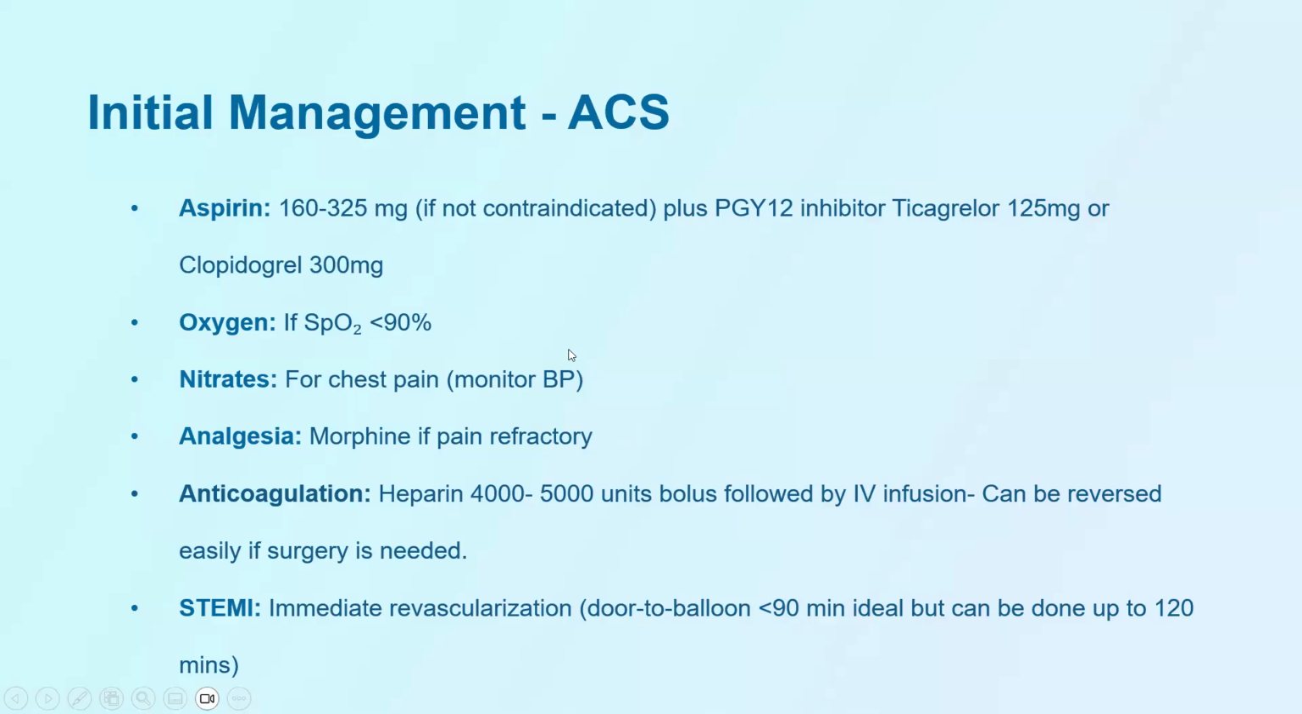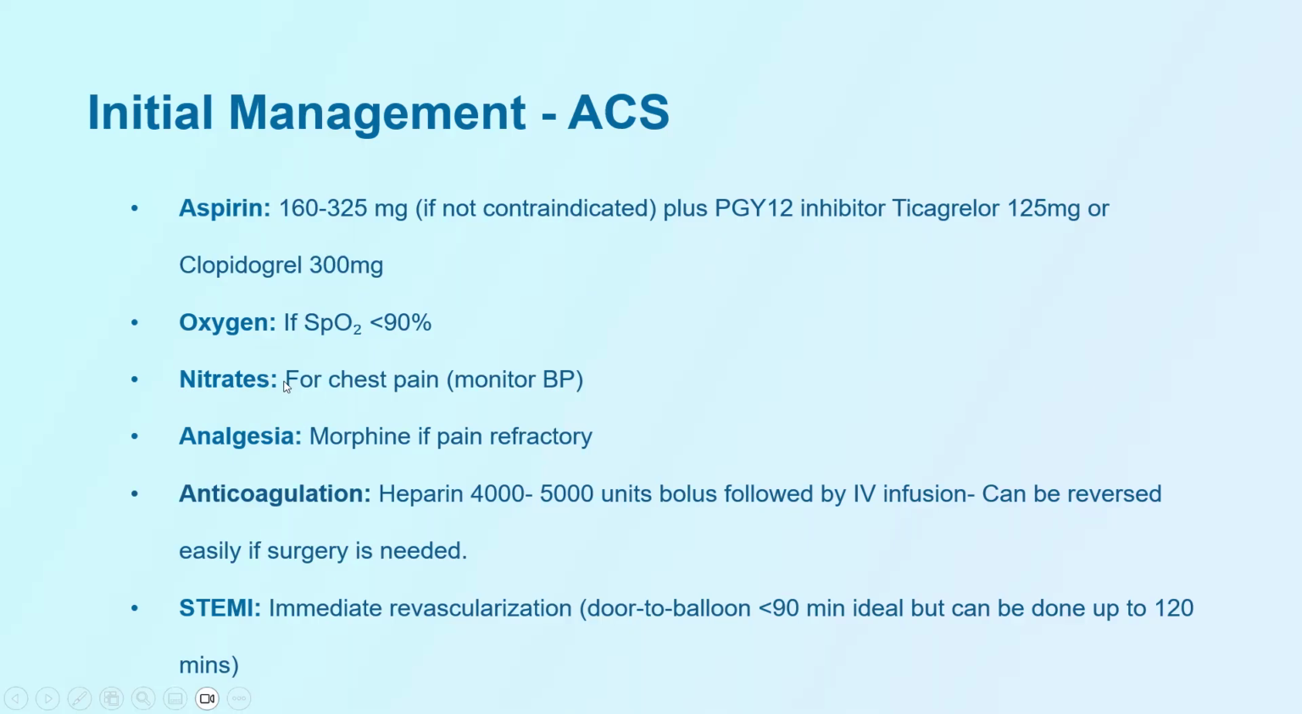Now, we determined the patient has acute coronary syndrome. What do we do? We start with these medications. Aspirin, 160 to 325 milligrams. 160 is usually for patients who are thin. 325 you can give to patients whose body mass is higher. If there is no contraindication, you can add a P2Y12 inhibitor, ticagrelor 125 milligrams or clopidogrel 300 to 600 milligrams. Oxygen only if their saturation is less than 90%.